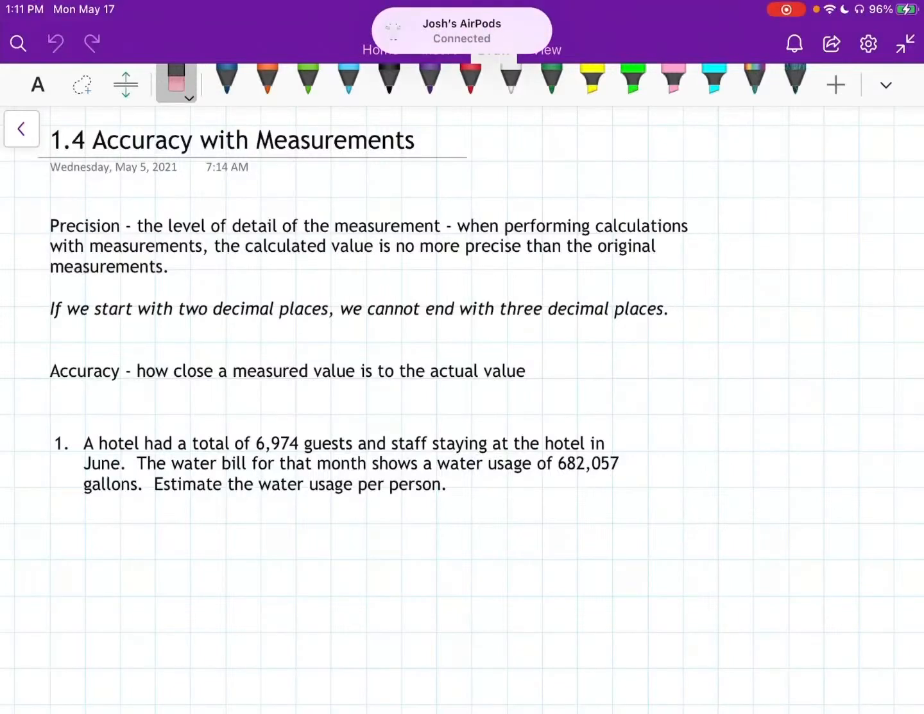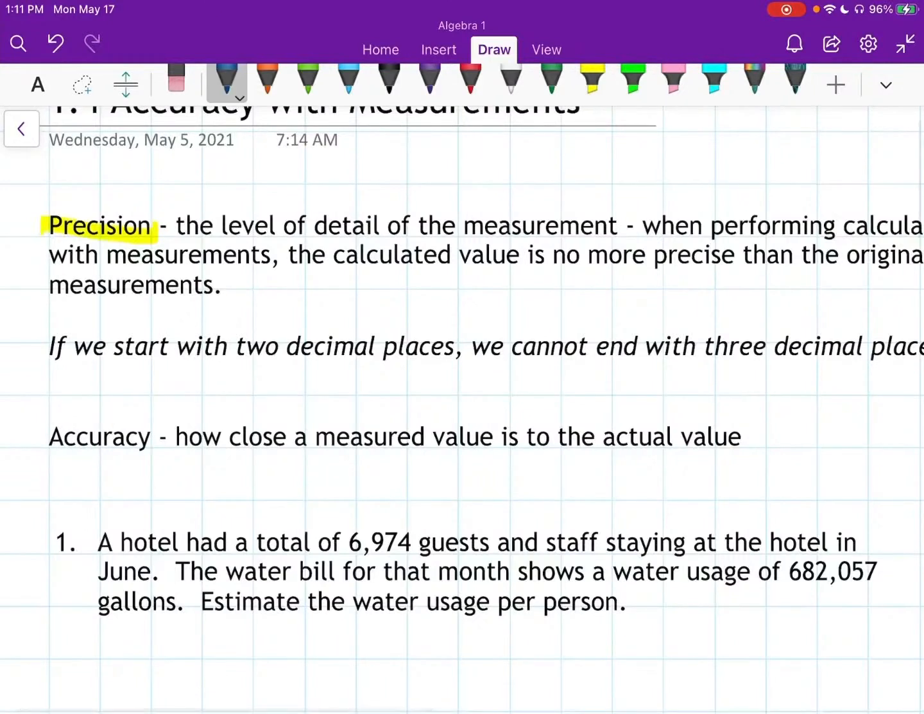Okay, 1.4, accuracy with measurements. So starting off, we want to look at the word precision. Precision talks about the level of detail, right? That would be how many decimal points our tape measure measures. Does it measure to the nearest 0.1, or does it measure to the nearest 0.001? This one would be more precise.